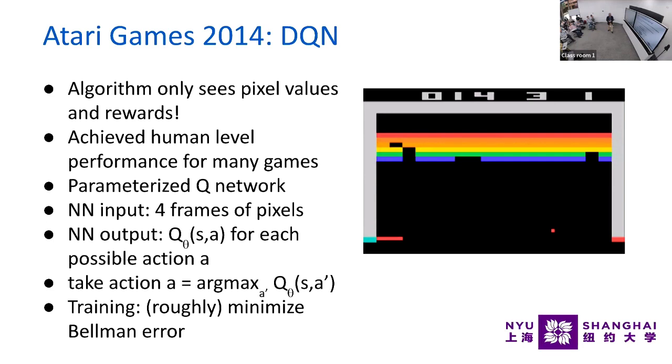The algorithm doesn't know anything about the game at all, not the rules of the game, no notion of a ball or anything. The only thing the algorithm sees is the pixels. It's a video game, so we have frames. It sees the pixels in the frames and the rewards, the points that it's getting. The algorithm doesn't know anything more than that. The goal is to get this reinforcement learning algorithm to learn to play the game.